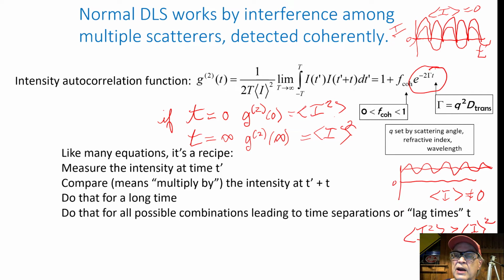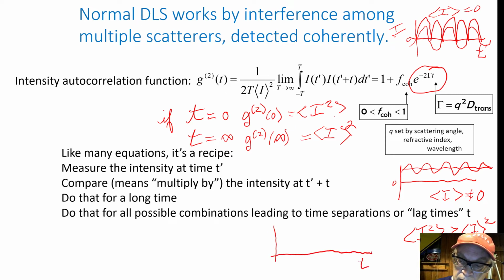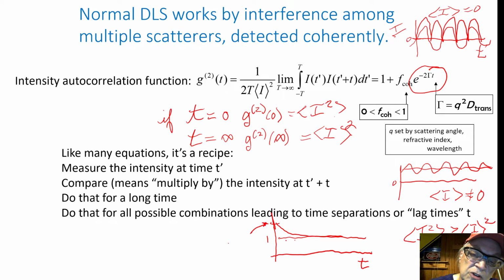So what we're going to expect is a signal that decays over time, lag time t, and it's going to start at 1 in this notation, and it's going to start out here and just decay exponentially. And the value of this intercept here is going to be 1 plus FCOH. This FCOH parameter here, this is actually called the coherence parameter.